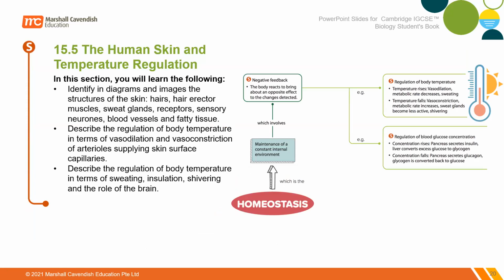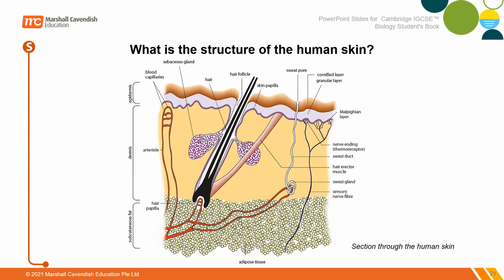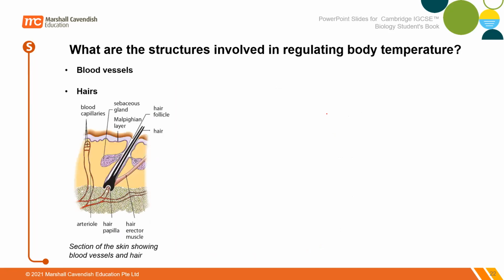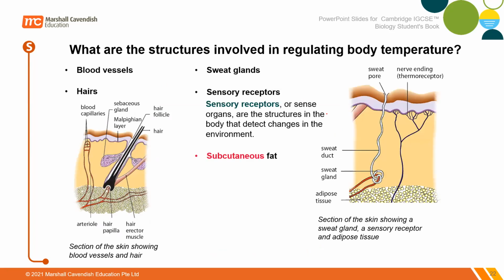Human temperature regulation is very important, to protect the structure of the skin. Starting from the erector muscle, the sweat gland, the hair structure and hair follicle, the blood vessels, the subcutaneous fat layers, the dermis and epidermis layers, I'm just revising and recapping all these layers with you. The nerve endings are clearly the receptors. It's very important to study from the presentation the structures involved in regulating body temperature.